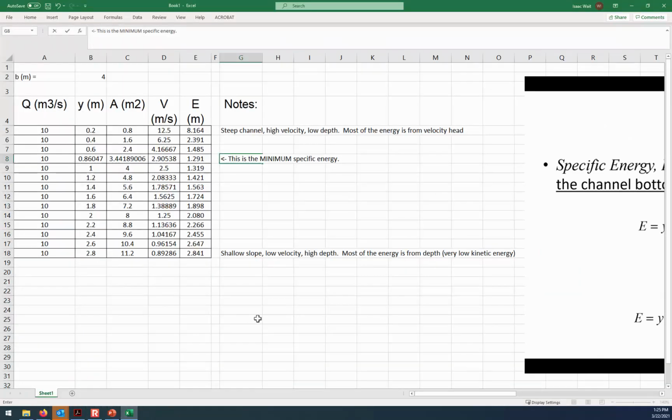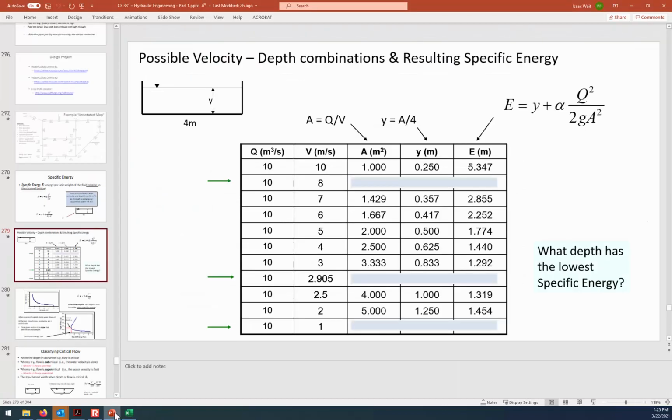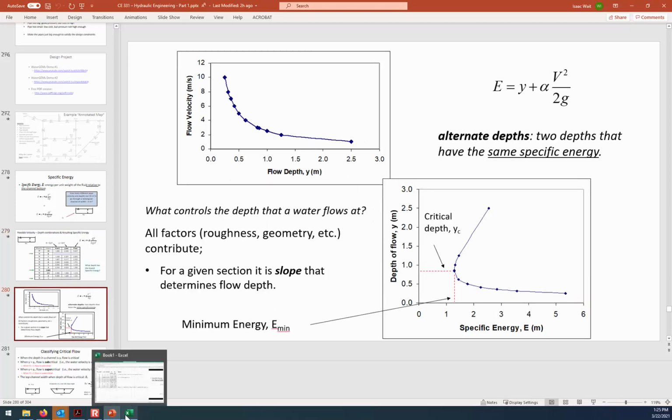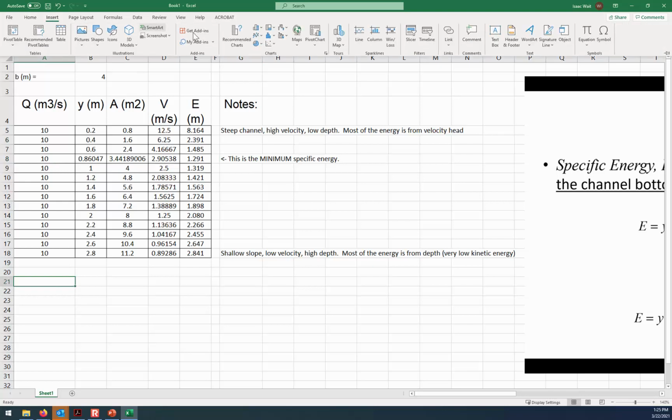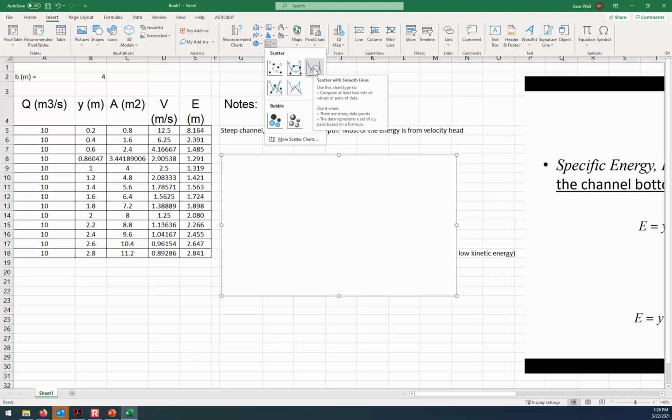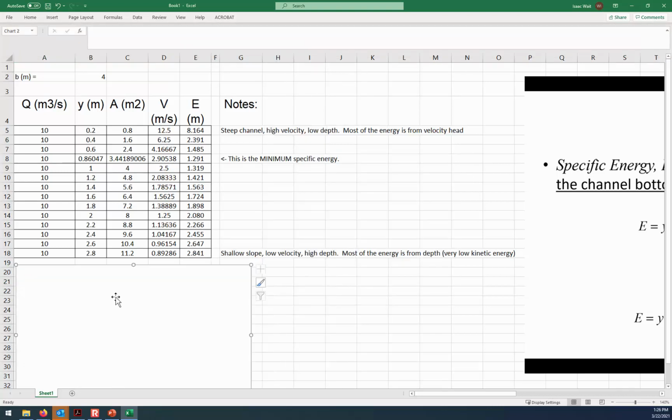Okay, well, let's do a couple of graphs. I know I've already got them made on the next slide, but I think demonstrating them for you will potentially make an upcoming homework problem a little bit easier. So let me demonstrate both flow depth versus flow velocity, but then also more importantly the specific energy diagram. So I'm going to insert a graph here and I'll connect the dots with a smooth line just so it looks pretty, and I'll insert my data.